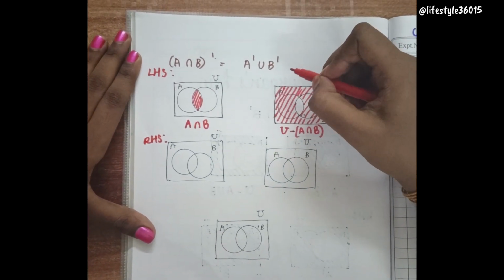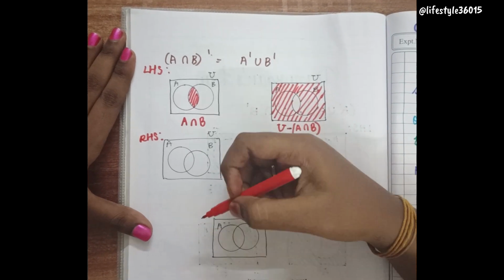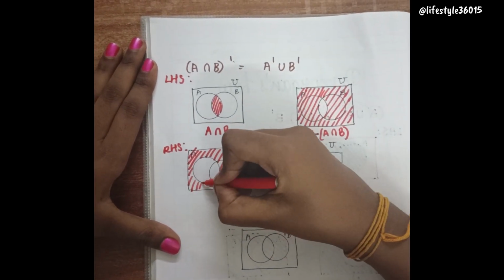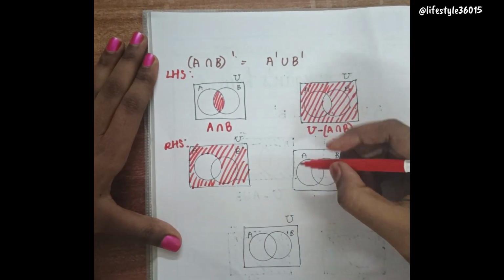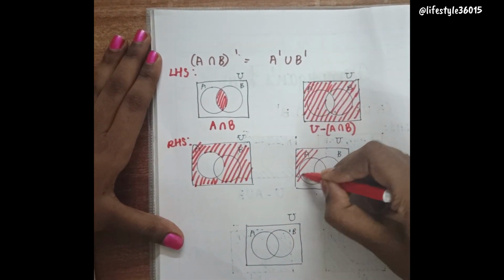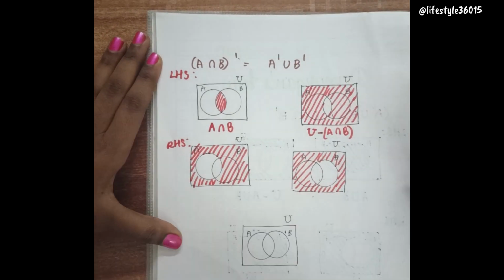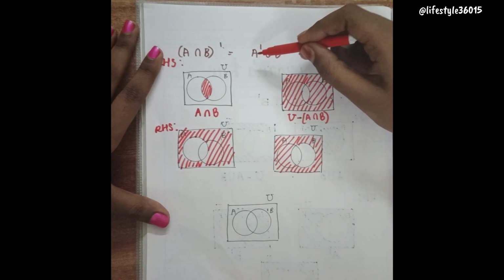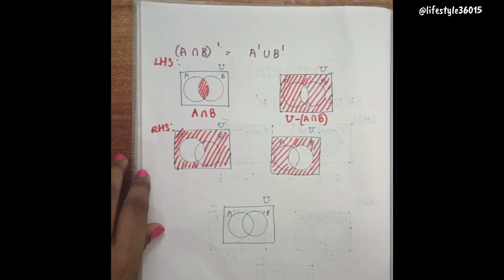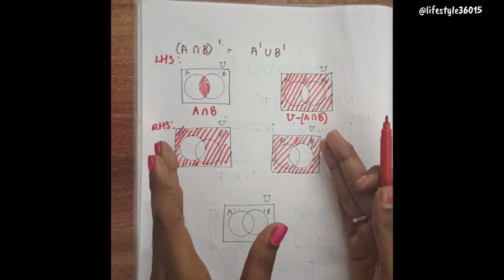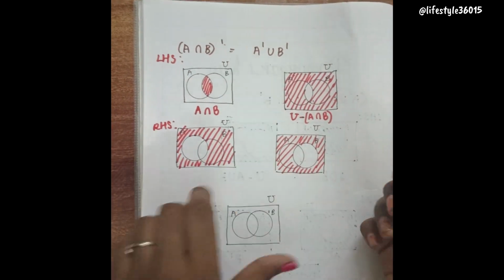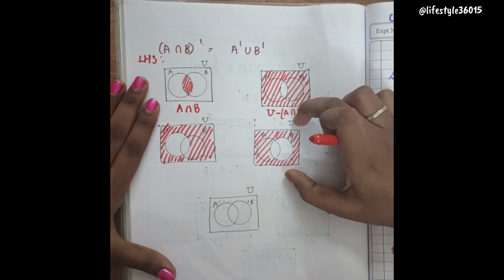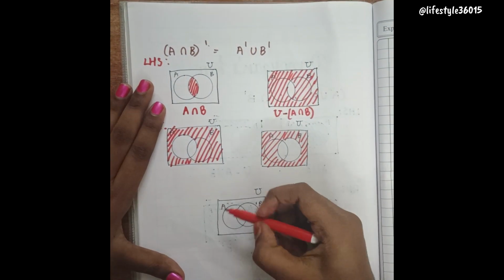Now we will do RHS. A dash union B dash. A dash we have done already. Hope you can recall that. This is A dash. B dash similarly. Now note the symbol carefully. They have asked us to unify A dash and B dash. What do we do? We need to unify this with this one. So whatever region you have shaded in both the diagrams, you need to draw this.